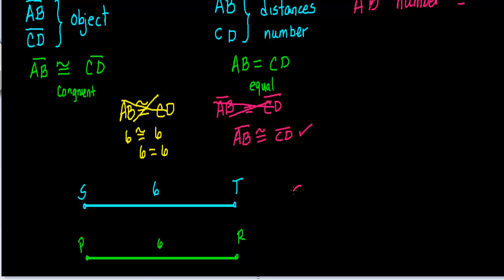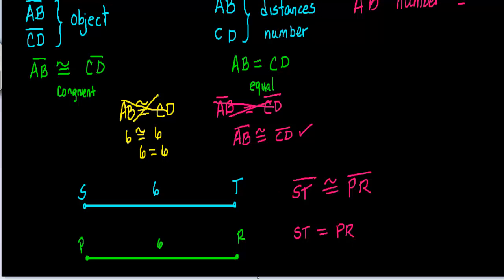To write segment ST is congruent to segment PR, this would be the correct notation. Now, how do you write that they are equal? Go ahead and try that one and come back for the answer. Hit pause. Now, to write that these segments are equal, I would write that the distance between ST is equal to the distance between PR, and that would be the correct notation.